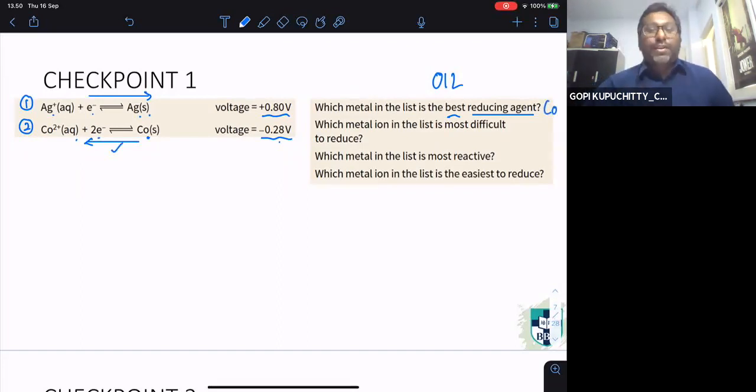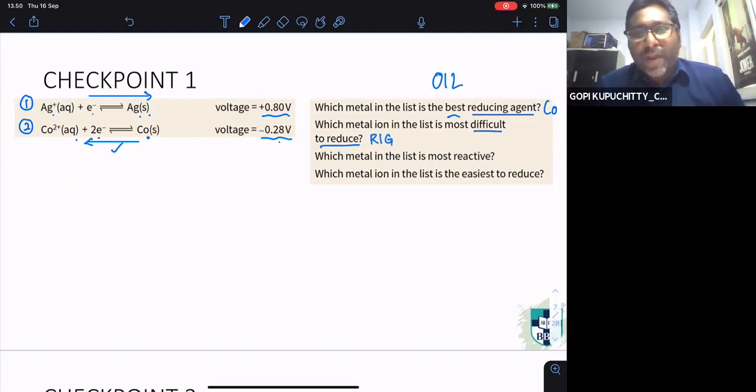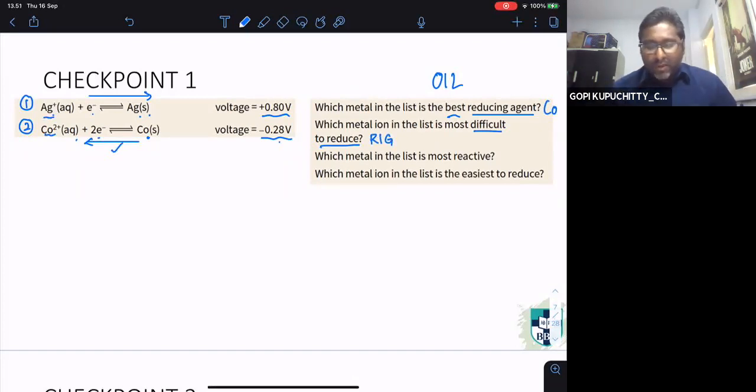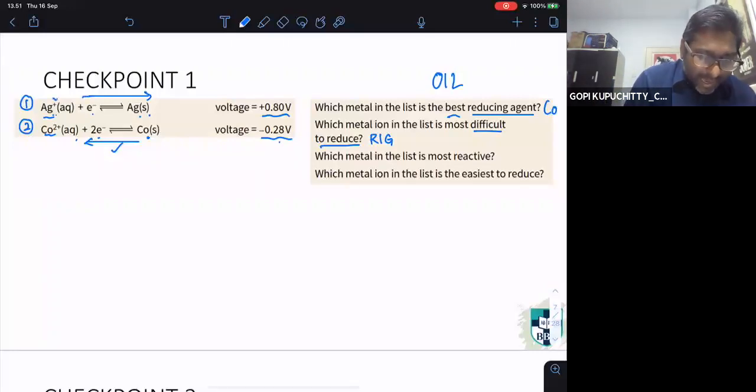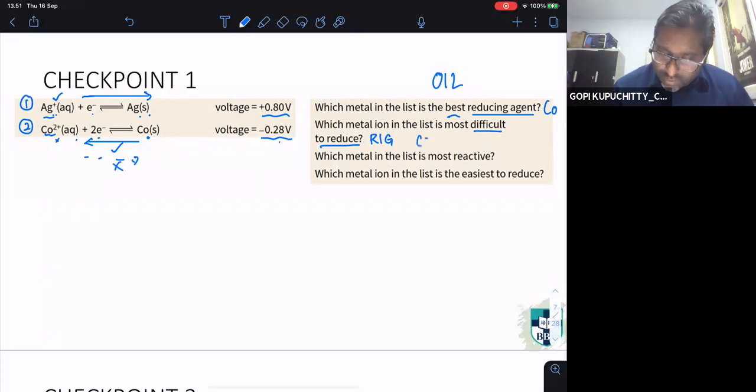Which metal ion in the list is most difficult to reduce? I cannot understand what this is. What is reduce? Gain of electron. Okay, so I need to find out which of these cations is difficult to gain electron. Because it's going to the right, this one can gain electron easily. This one, because it's going to the left, cannot gain electron because it's not going there. So the answer is going to be Co2+.